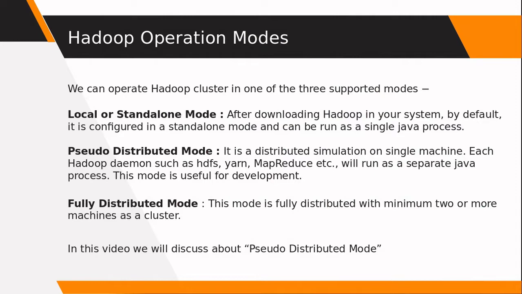We can operate a Hadoop cluster in one of three supported modes: local or standalone mode, pseudo-distributed mode, and fully distributed mode. Local or standalone mode: after downloading Hadoop in your system, by default it is configured in standalone mode and can be run as a single Java process.